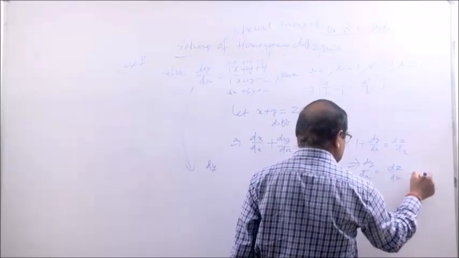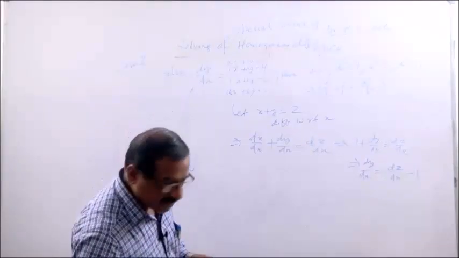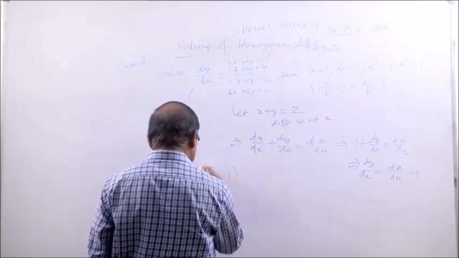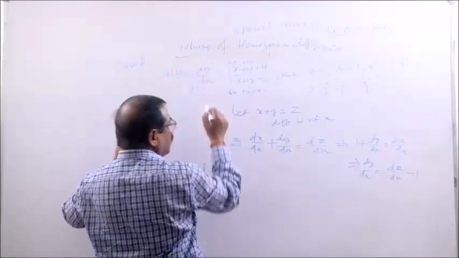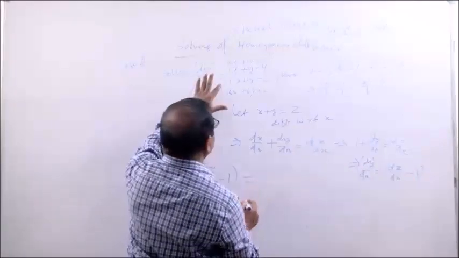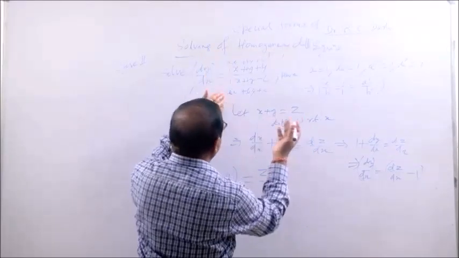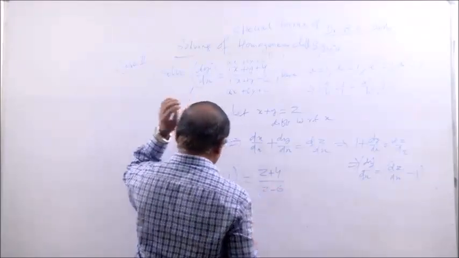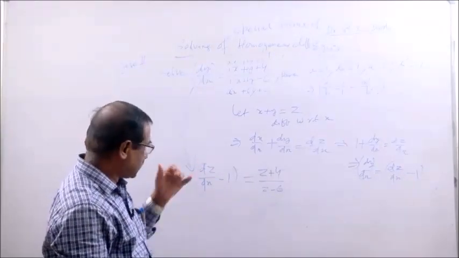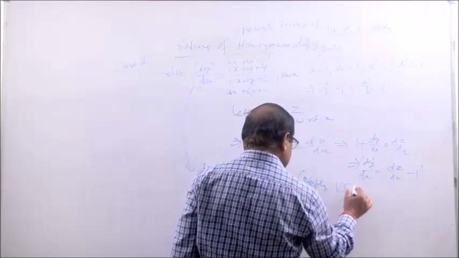Let us take it directly. So this will be dz by dx minus 1. This is the left hand side, because for the value of dy by dx we are putting this value. And what is the right hand side? Because I have taken x plus y as z, this should be z plus 4 over, I have changed the variable, z minus 6. So the equation is now in two variables, z and x. So applying the variable separable method, the VS method.